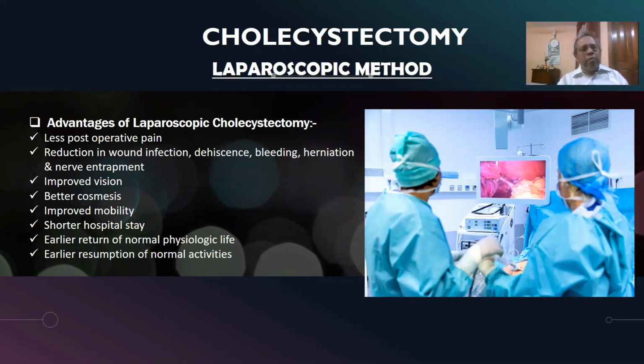Improved mobility because there is less pain. So early capability to move the patient from the bed, and early discharge from hospital, short hospital stay, early return to normal physiological life, and early resumption of normal activities.